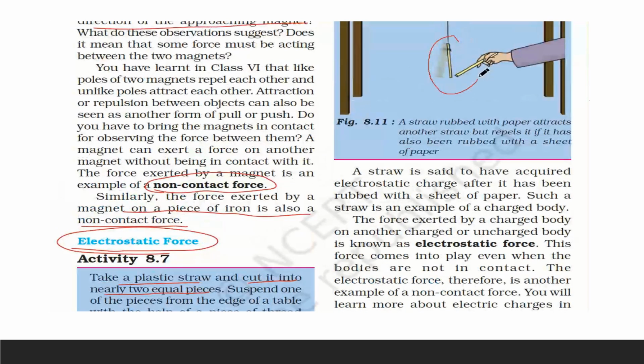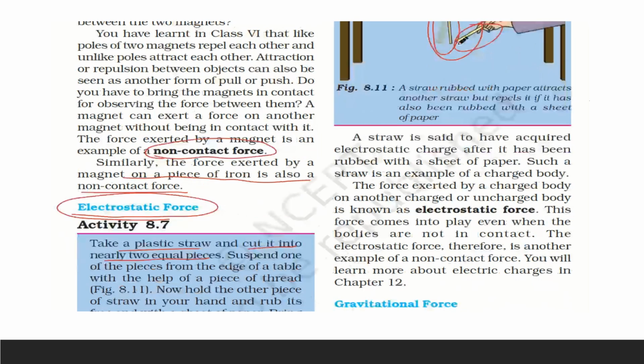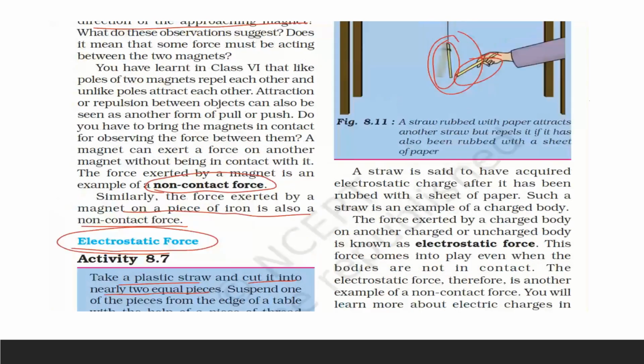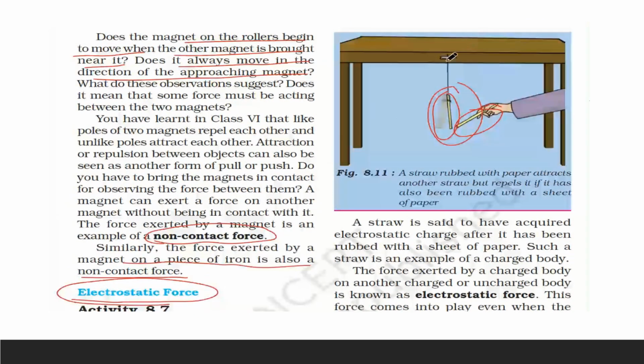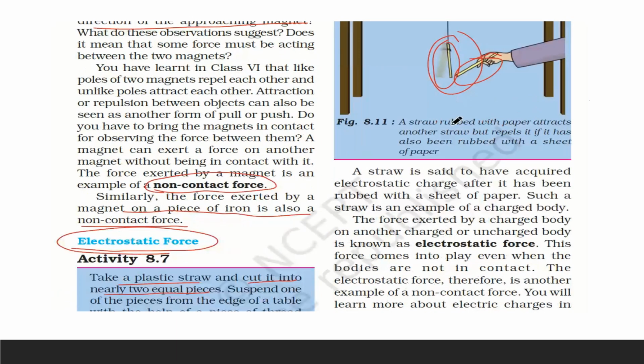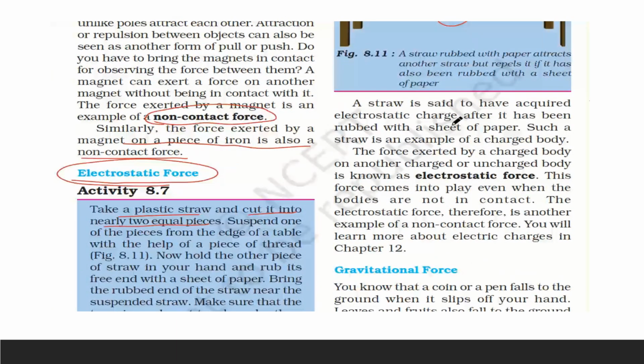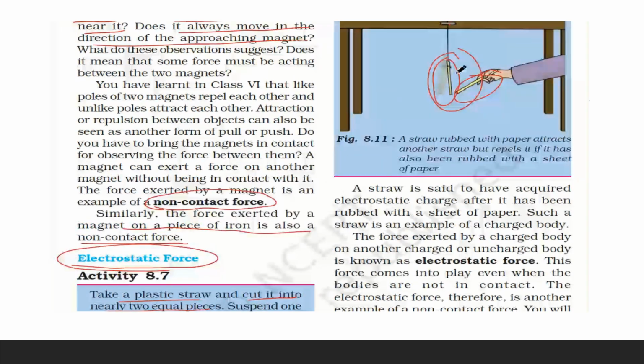We have taken a piece of straw and cut it into almost two equal pieces. Suspend one of the pieces from the edge of the table with the help of a thread. So we are suspending one straw with a thread at the edge of the table. Now hold the other piece of straw in your hand and rub its free end with a sheet of paper. So this free end you are rubbing with a sheet of paper.